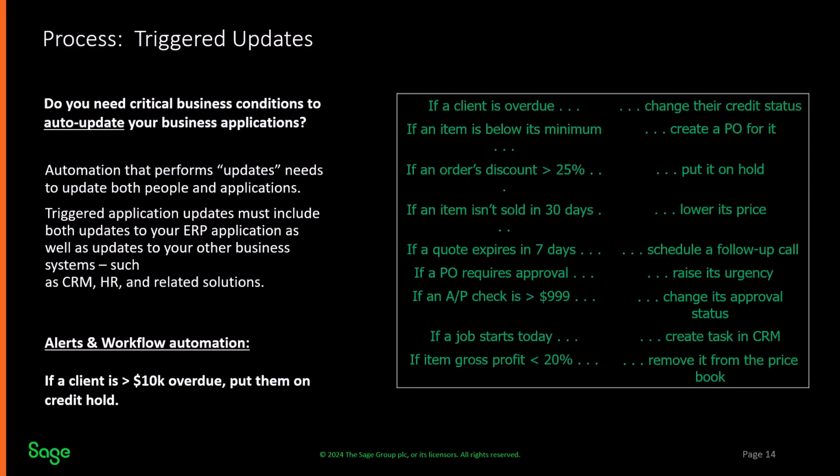Deal with credit limits. If an item is below a minimum, create a PO, create a bill of material. If there's a discount greater than or less than 25%, put it on hold, right? These are things that you do today in your business, and someone is reacting to them. We can put those same logics within the software, and so the software is reacting to them. Things that have been sold, quotes expire, right?